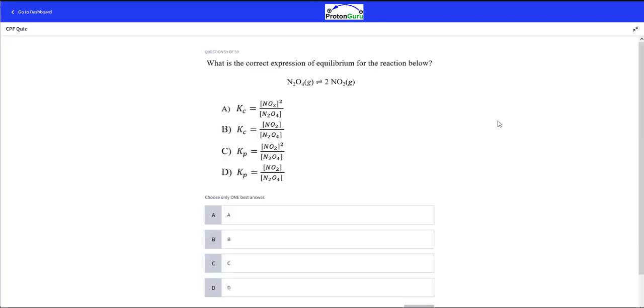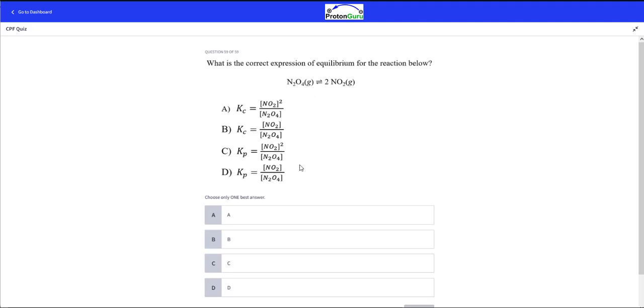And finally we get to our very last question of the chemical and physical foundation section, which is the correct expression of equilibrium for the reaction below. And it's always products over reactants. So we have to have products on top, NO2. Looks like they did that in all these cases. The coefficient becomes a superscript. So it should be NO2 squared on the top. And then you should have N2O4, the reactant, on the bottom with no superscript.